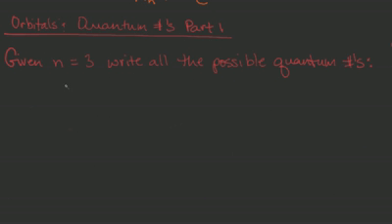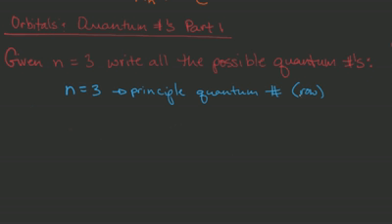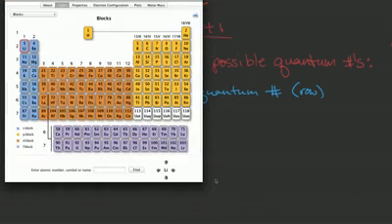If n equals 3, your principal quantum number, this is also the row. L can equal n minus 1. So it can either be 0, 1, or 2. It can be any of these. And that refers to the different subshells or orbitals of S, P, and D. And that's talking about the periodic table.